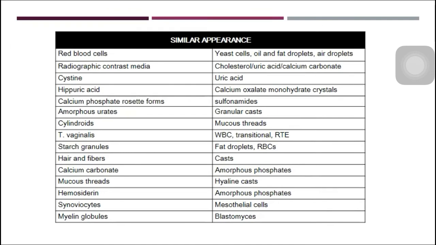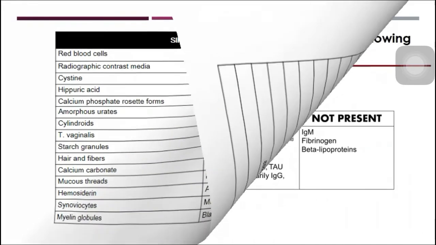RBCs are the most difficult to identify in clinical microscopy. Why? Because they may resemble many elements, for example yeast cells, oil and fat droplets, and air droplets. And we have radiographic contrast media, which resembles cholesterol, uric acid, and calcium carbonate. Cystine resembles uric acid. Hippuric acid resembles calcium oxalate monohydrate crystals. T. vaginalis resembles WBC, transitional and RTE cells. Starch granules resemble fat droplets and RBCs.